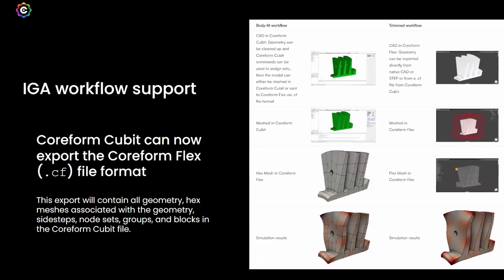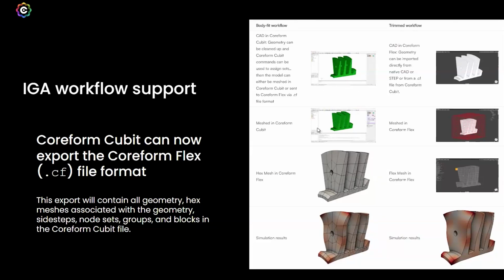We also mentioned at the start that one of the other big workflow things that we've supported now is Coreform Cubit within our isogeometric analysis workflow in Coreform Flex. Coreform Flex has a native file format that it reads and writes, which is called the Coreform Flex file format. Its extension is .cf. And this export, as we see here, there's 2 workflows that Coreform Flex supports, both body fit approaches as well as immersed approaches or partially immersed approaches. They're both supported by Coreform Cubit.